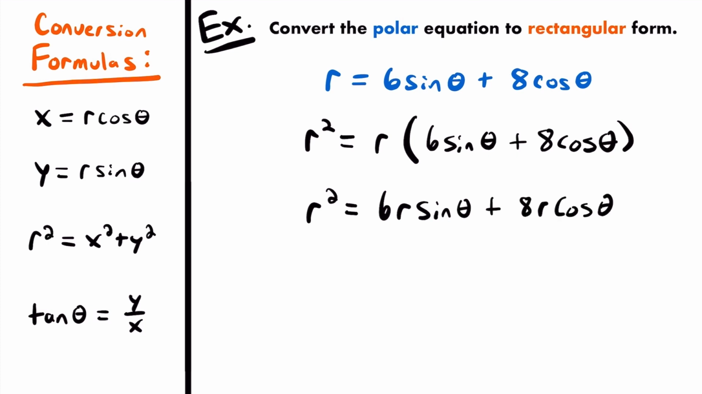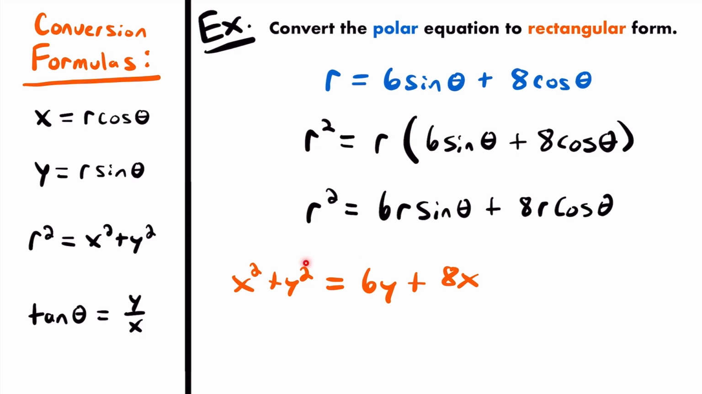And now we can make some pretty simple substitutions. We know that r squared is equal to x squared plus y squared. So let's do that. We'll have x squared plus y squared, and that will be equal to 6r times sine theta plus 8r times cosine theta. And we know that r sine theta is equal to y, and r times cosine theta is equal to x. So we'll have 6y plus 8x.